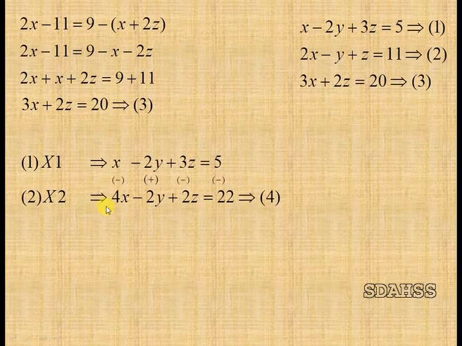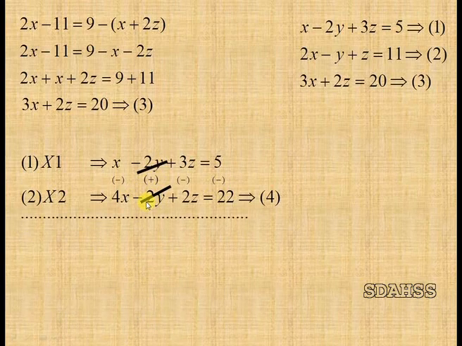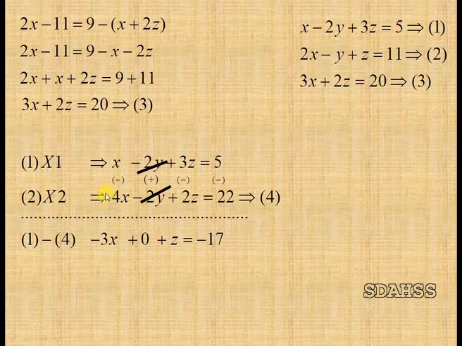Then change the sign. Minus, plus, minus, minus. Change the sign. And then cancel -2y and +2y. Then you have x - 4x = -3x, 3z - 2z = z, equal to 5 - 22 = -17. Now we got -3x + z = -17.